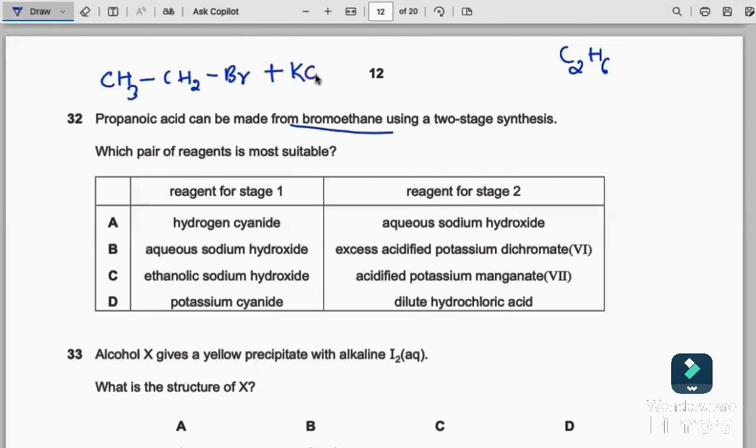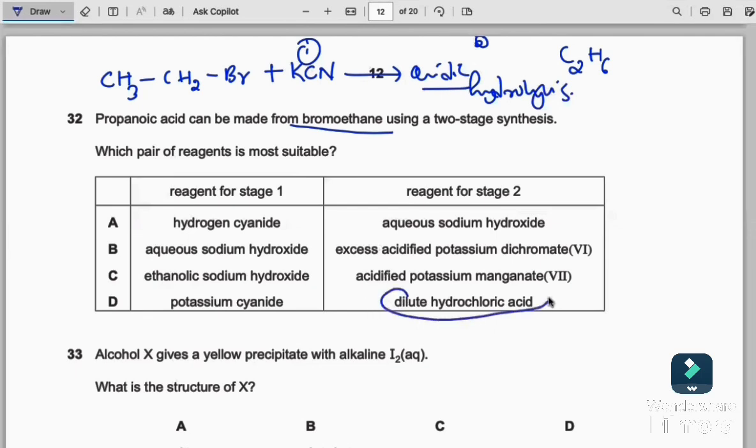You have to make them react with the potassium cyanide. So you will get nitriles, right? This is the first stage. And the second stage, you have to do the acidic hydrolysis. To do the acidic hydrolysis, you have to take some acid, so that should be the dilute hydrochloric acid. So the option will be potassium cyanide, and the second stage is the acidic hydrolysis, so you have to choose the HCl. All right.